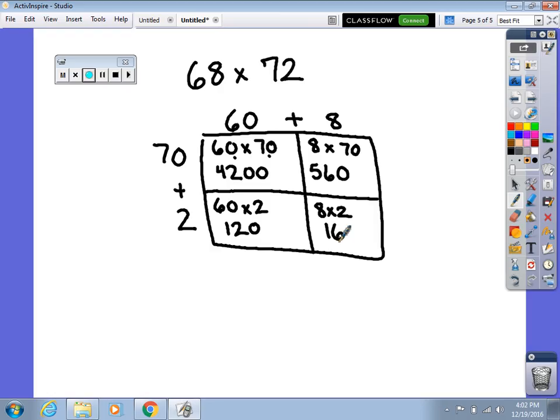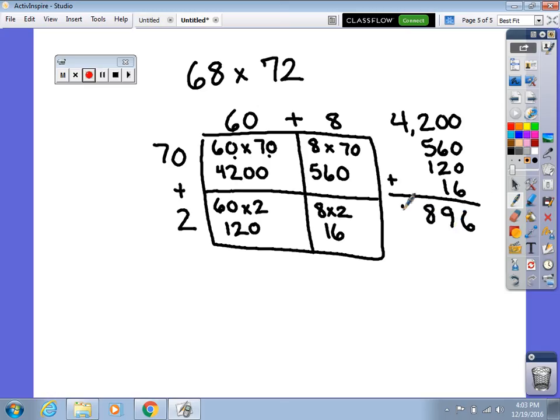Then I just need to add all 4 parts together. So I have 4,200 plus 560 plus 120 plus 16. Add them up. 6, 7, 8, 9, 5, 6, 7, 8, 4. So my final answer is 4,896.